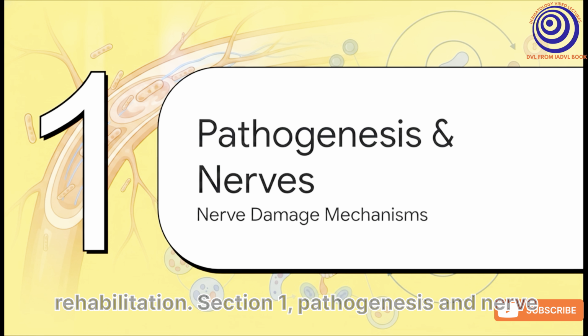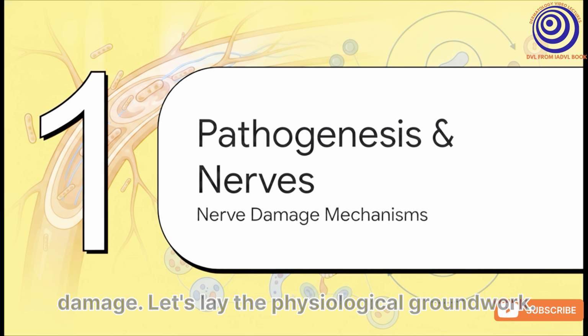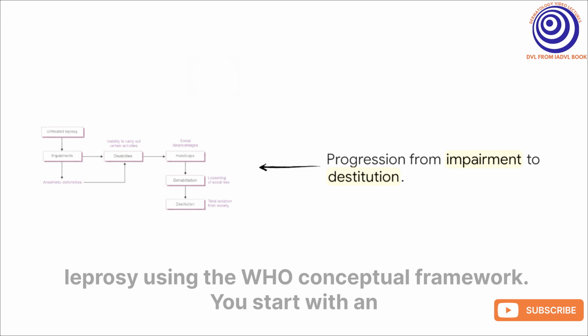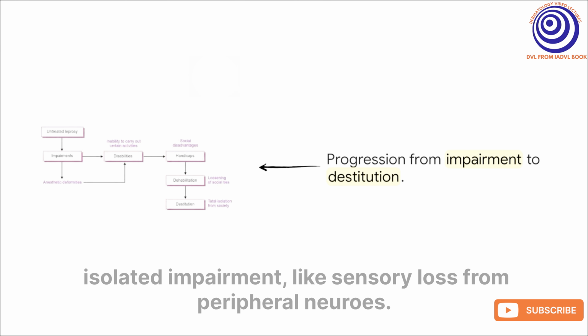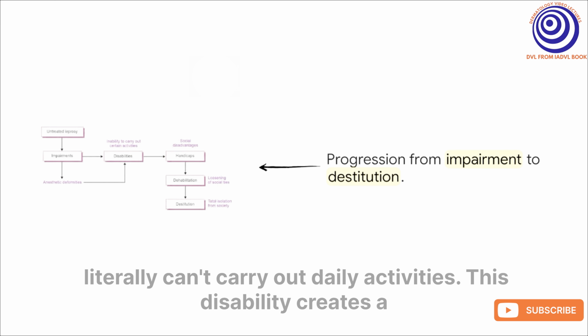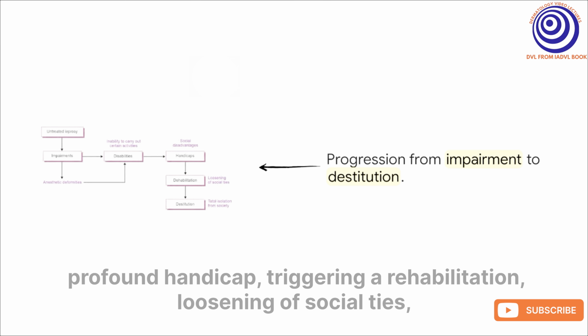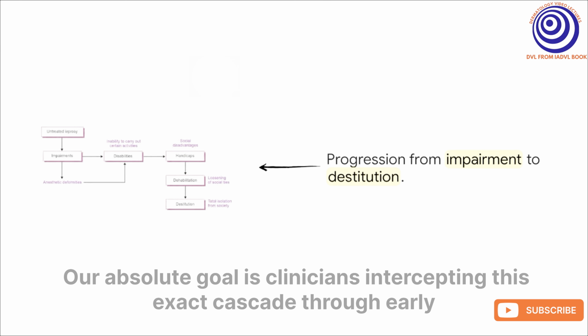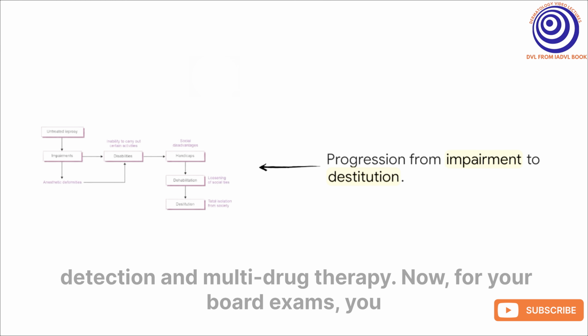Section 1, pathogenesis and nerve damage. Let's lay the physiological groundwork. Okay, look at this. This brilliantly illustrates the high stakes of untreated leprosy using the WHO conceptual framework. You start with an isolated impairment, like sensory loss from peripheral neuritis. If left unchecked, it progresses to a disability, meaning the patient literally can't carry out daily activities. This disability creates a profound handicap, triggering a debilitation, loosening of social ties, and ultimately total destitution. It's essentially a domino effect. Our absolute goal as clinicians, intercepting this exact cascade through early detection and multi-drug therapy.